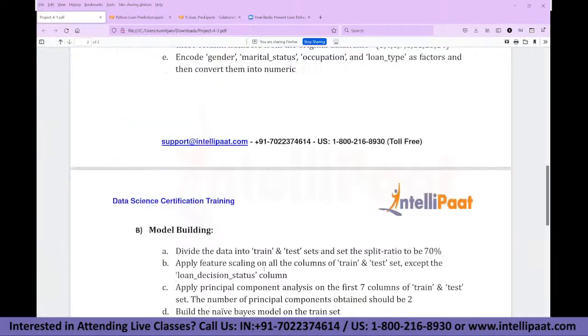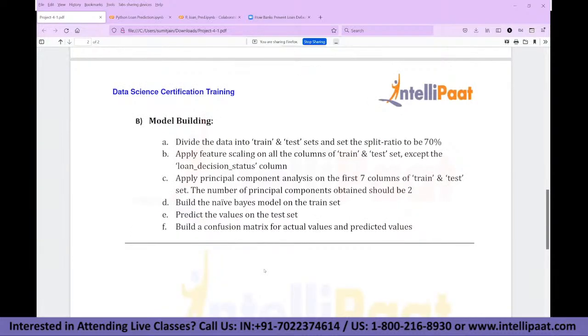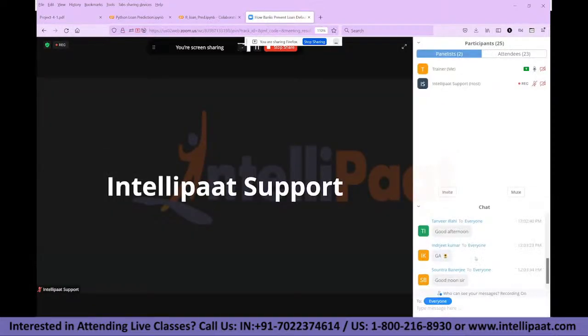So in the model building part, as we divide the data, are there any doubts up until now? Else we can basically move forward. Okay, let's move forward then.